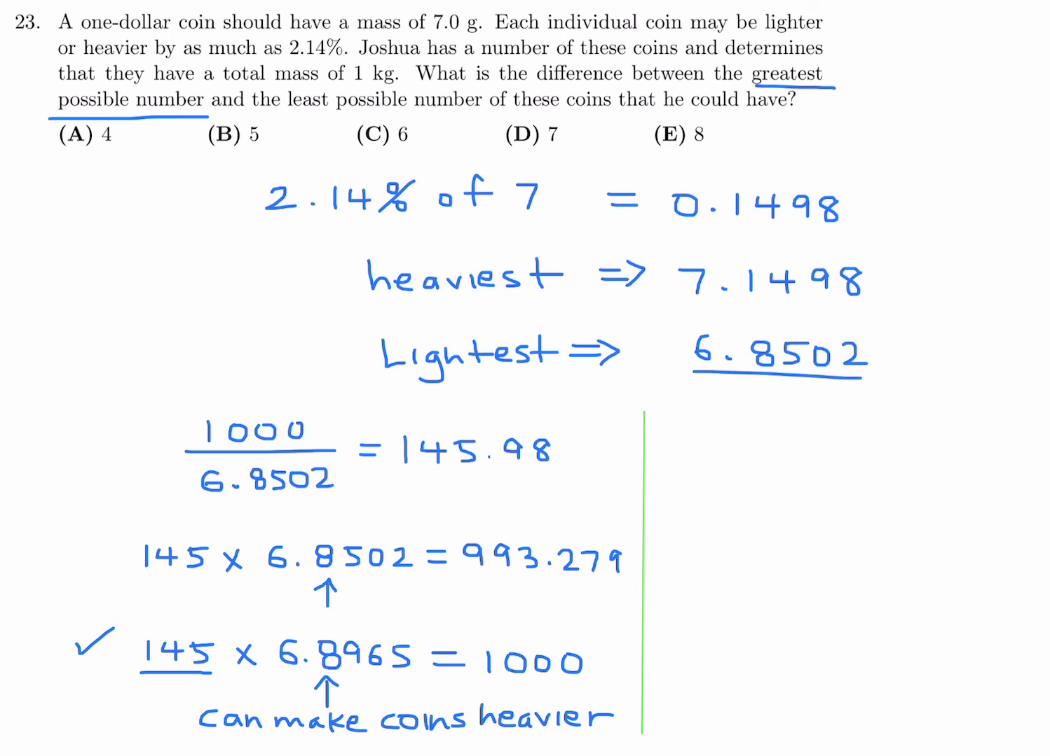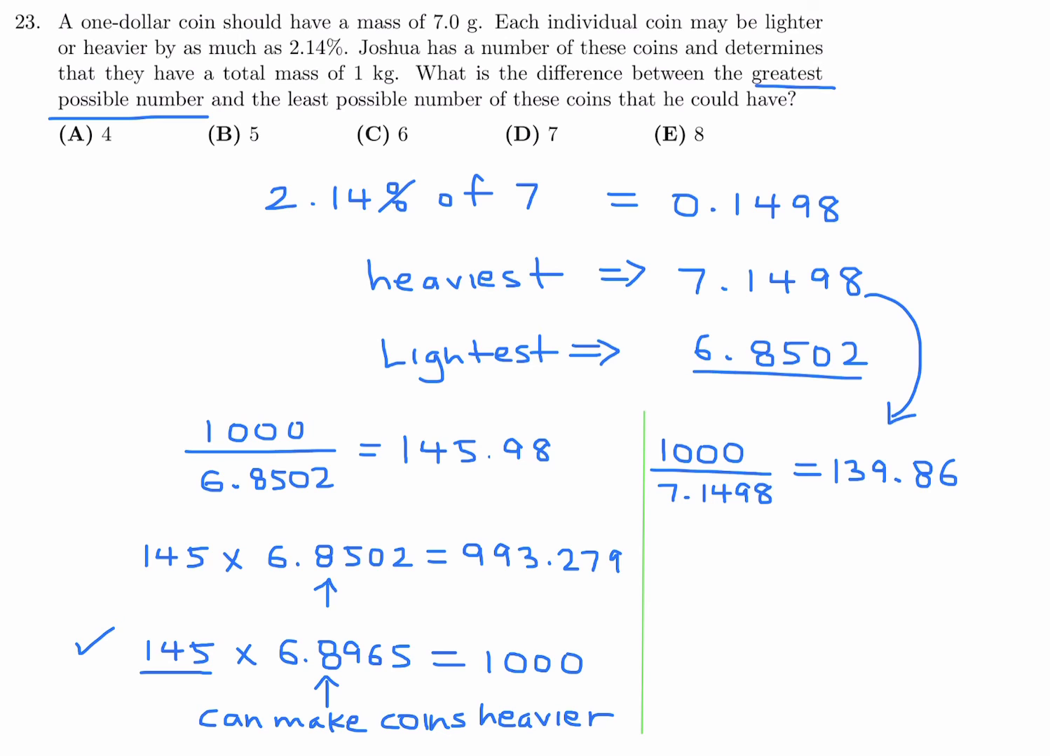Now let's turn our attention to the next part. If we have 1,000 grams and I'm using the heaviest possible coins, this gives me 139.86, approximately. Obviously I can't have 139.86 coins, so I have to decide. What do I do here? Well, let's figure this out.